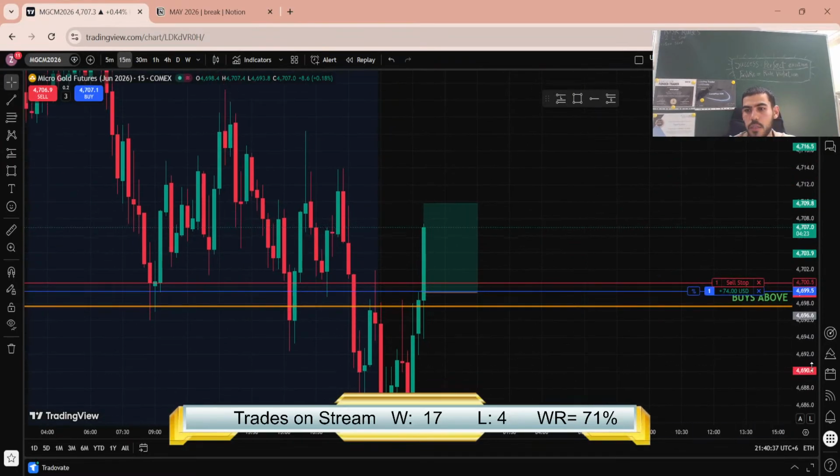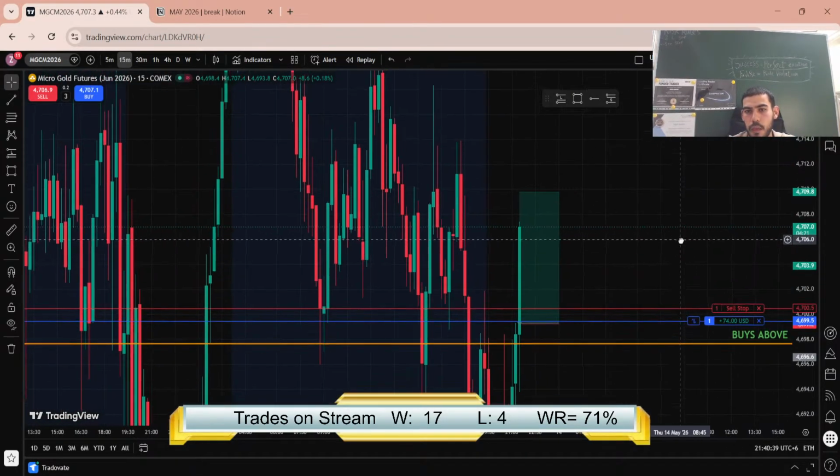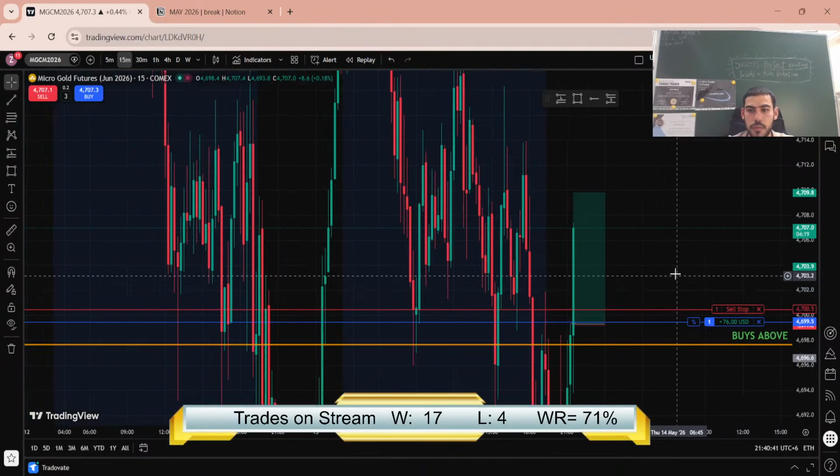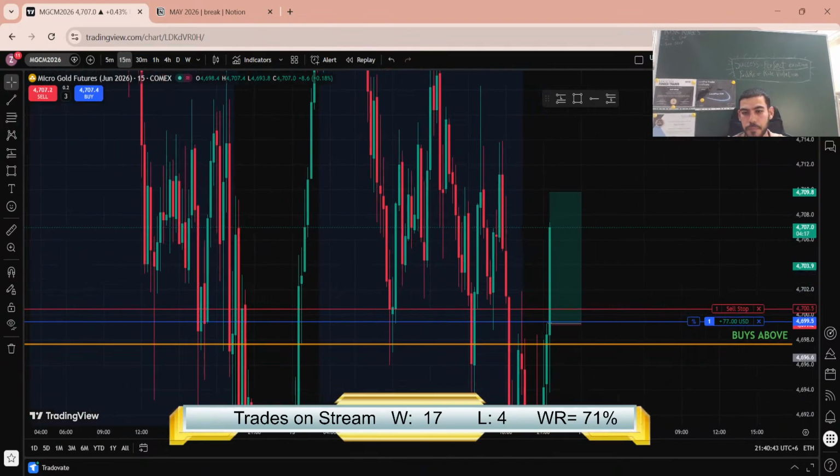Oh wow, look at this running. Look at this running, guys. What a nice trade. Yeah, but I didn't use my full lot size because it was not the best trade. You know, it was not the best trade. So that's why I didn't use my full lot size.